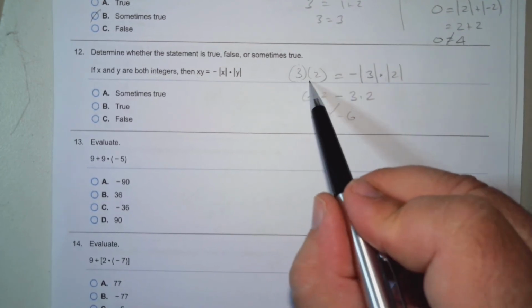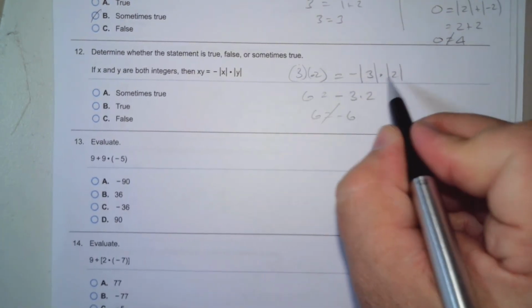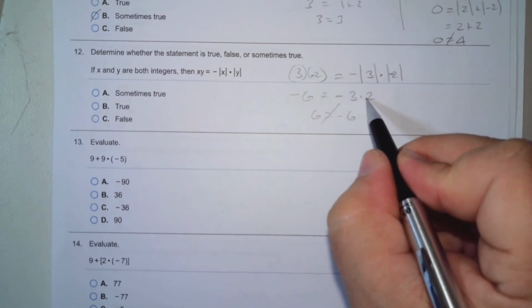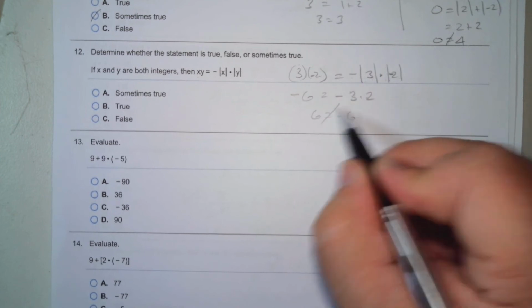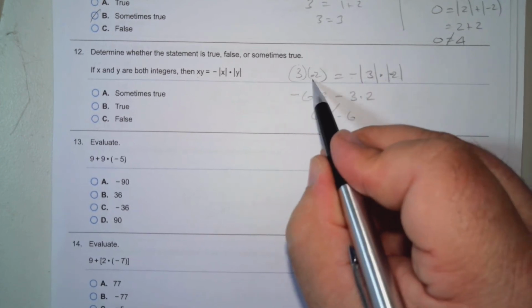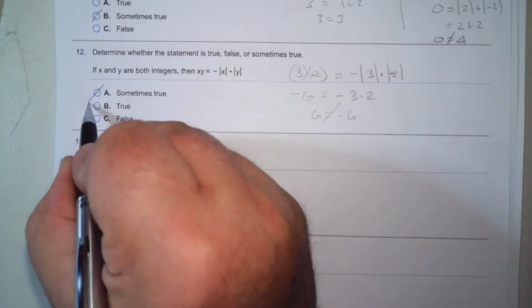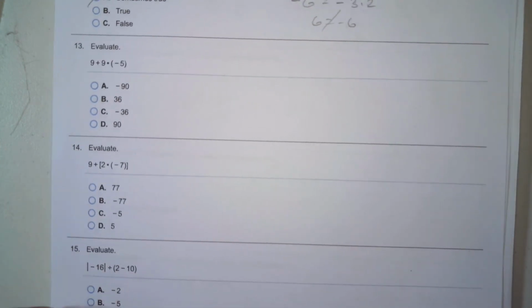Or if they're both negative, because that'll become positive. But if one of them is positive, one of them is negative, then it works. Absolute value of negative 2 is 2 times 3, negative, so it's negative 6. 3 times negative 2 is negative 6, yeah. So it's sometimes true. Just plug in some numbers and see if it works. Both positive, both negative, one positive, one negative. You have to try those out.